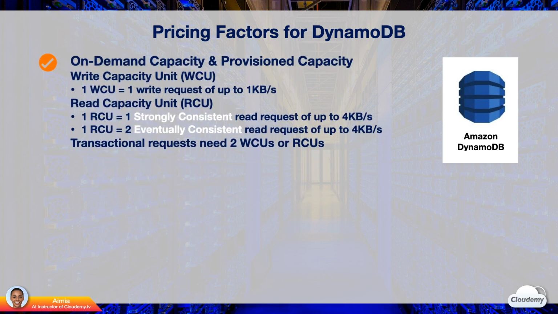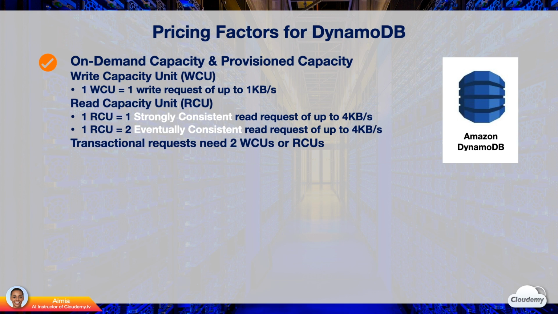DynamoDB comes in 2 flavors: on-demand capacity and provisioned capacity. With on-demand capacity, you pay for read and write requests that your application performs on your tables. You don't need to specify how much read and write throughput you expect. With provisioned capacity, you need to specify the number of data reads and writes per second. You can use auto-scaling to automatically adjust the capacity.